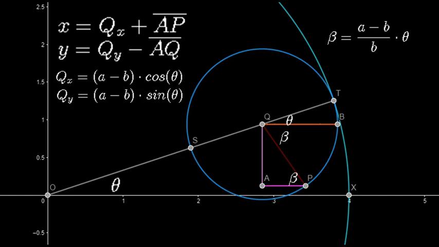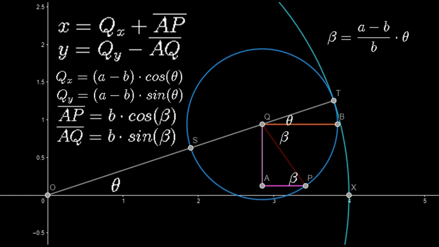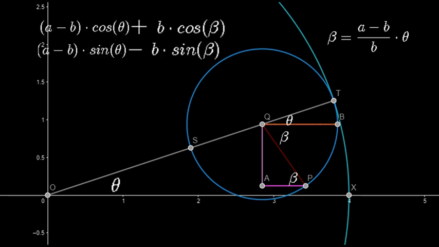With right triangle trigonometry, we can see that AP is B times the cosine of beta, and AQ is B times the sine of beta. From this, we can use algebra to simplify this all together.